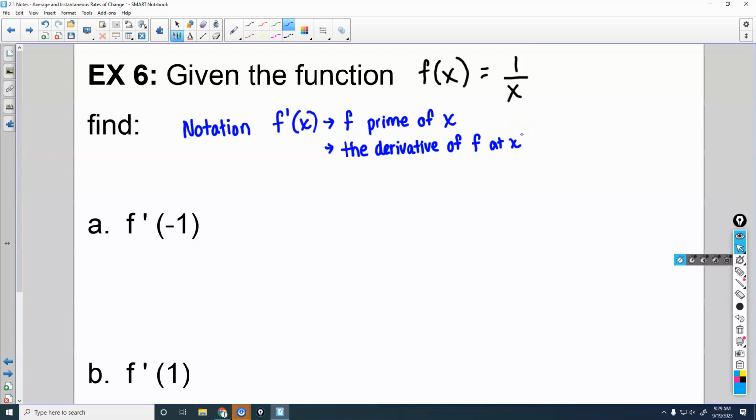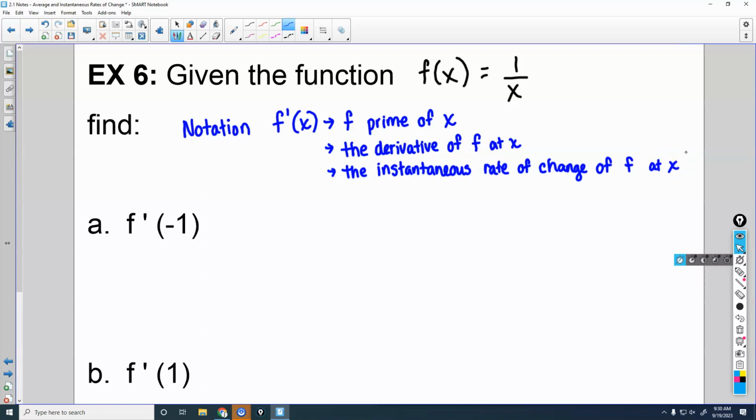The title of tomorrow's notes has derivative in it, but I haven't really used that word derivative yet. But a derivative is just the instantaneous rate of change of F at whatever number is there.